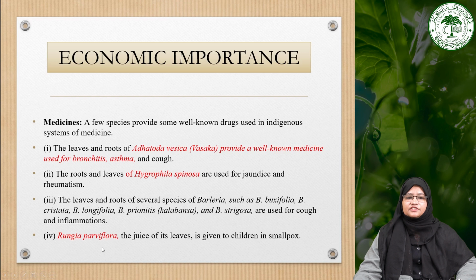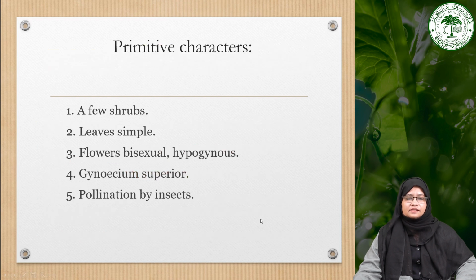And then Rungia, its juice of the leaves is given to children in case of smallpox. So these are some of the economic importance of the family Acanthaceae.